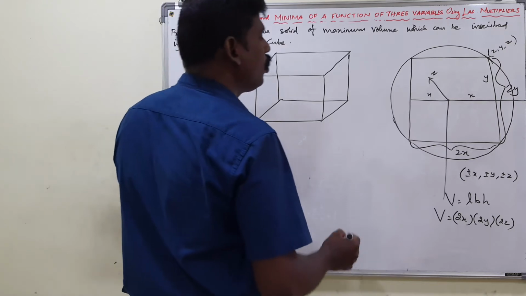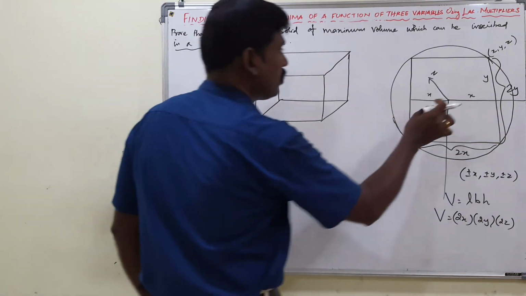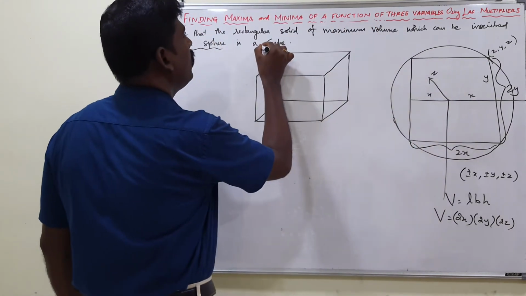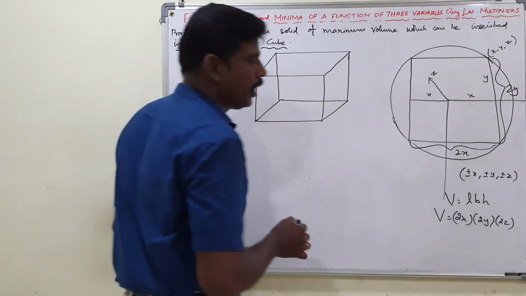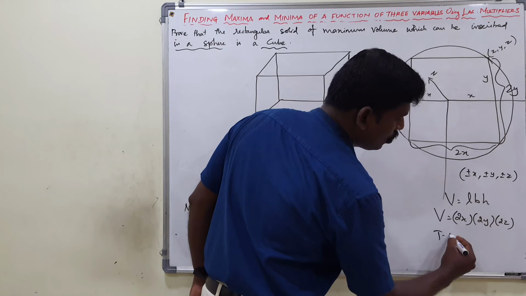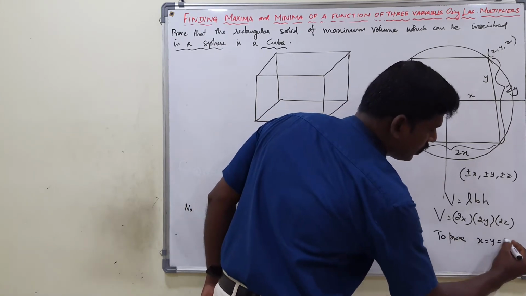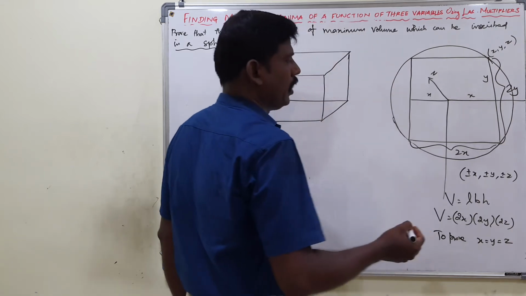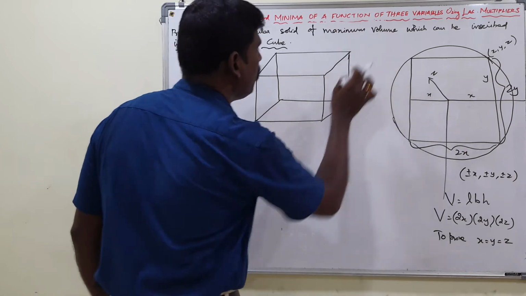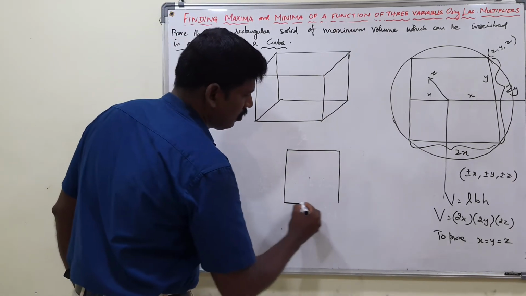What do I want to prove? If the rectangular solid has maximum volume, then that solid will be a cube. That means all are equal. That means to prove x equal to y equal to z. That's all. All the sides are equal. Then the rectangular solid becomes a cube, isn't it?